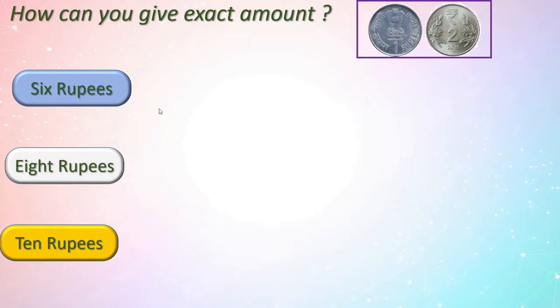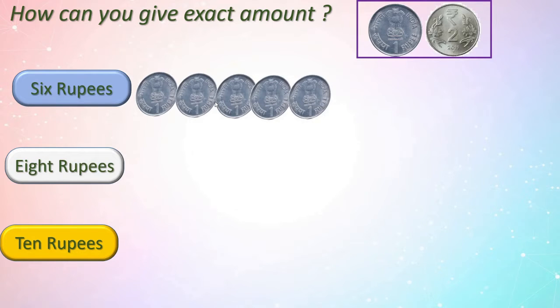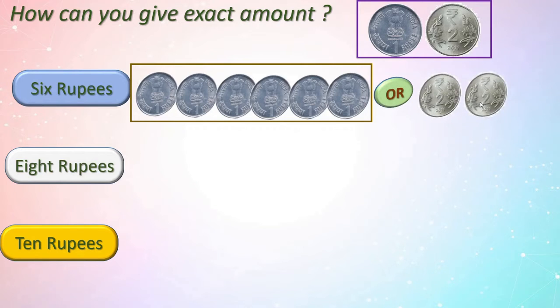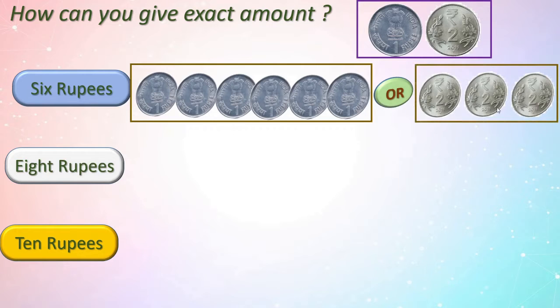Now here, 6 rupees. How will you give? Yeah, by using 1 rupee coin. Yes, very good. You will give 6 1 rupee coins. Am I right? That became 6 rupees. Or by using 2 rupee coins, this is 1 coin, 2 and 3 coins. Means 2 plus 2 plus 2 is 6. Correct? This is also equal to 6 rupees.